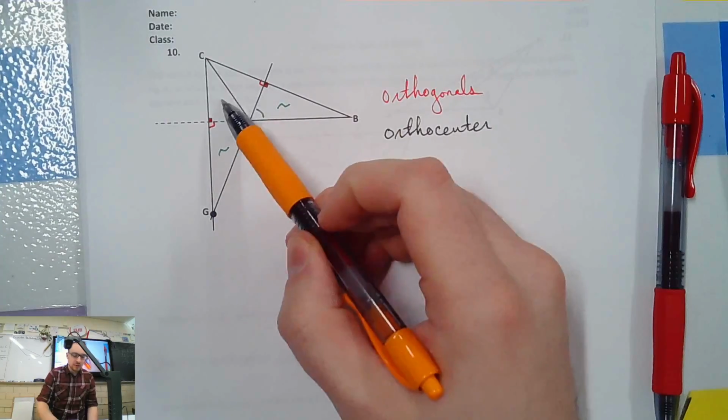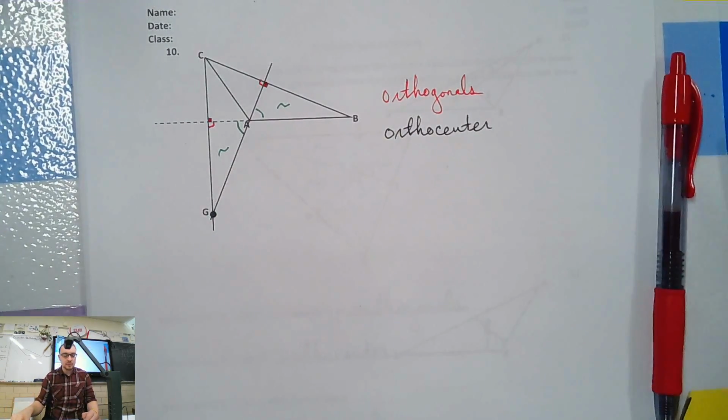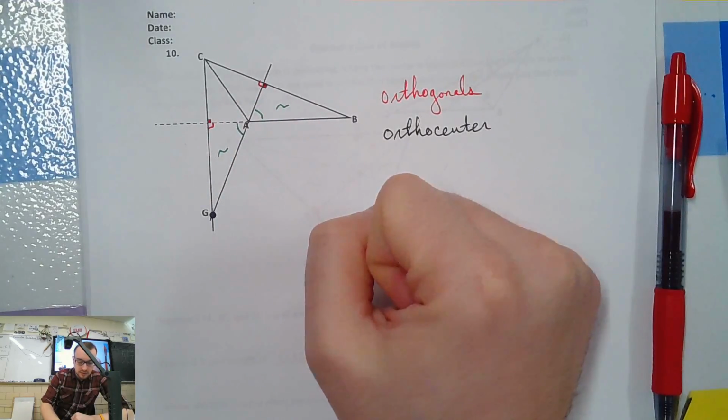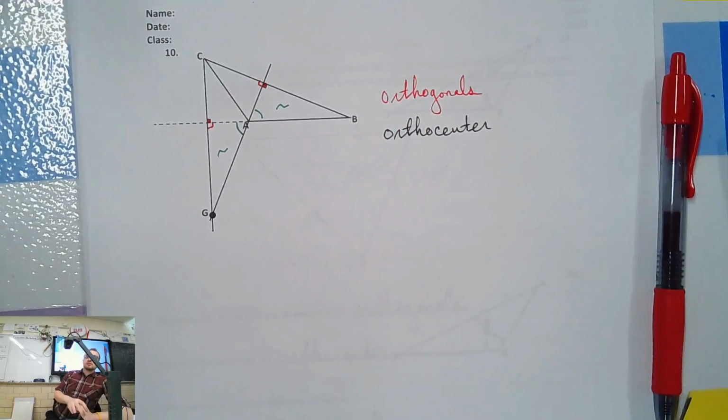How can we say these two triangles are similar? We don't have vertical angles. When the orthocenter is outside, it's a little bit harder to find the similar triangles. They have a shared side. Good. Yeah, that works. They have a shared side, but that's not enough to prove them similar, right? We need another bit of information.